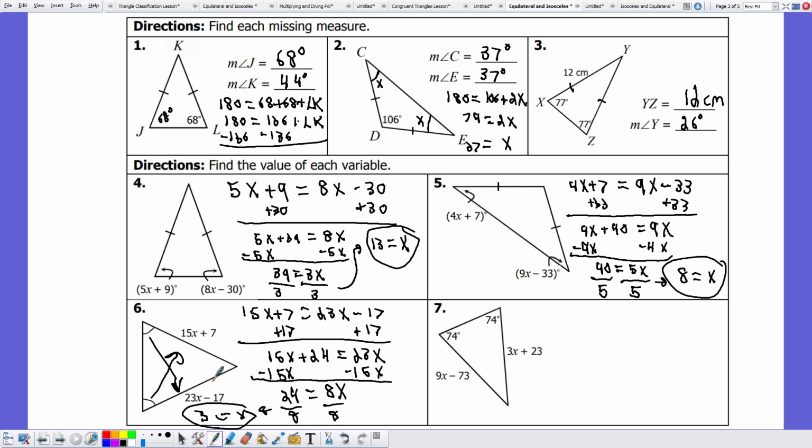Okay, now last one. 2 equal angles, 2 equal sides. 74 and 74, same number, so equal angles. Opposite sides must be the same. So 9x minus 73 is equal to 3x plus 23.